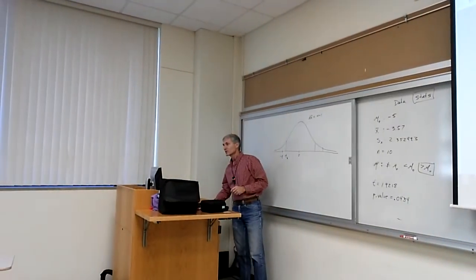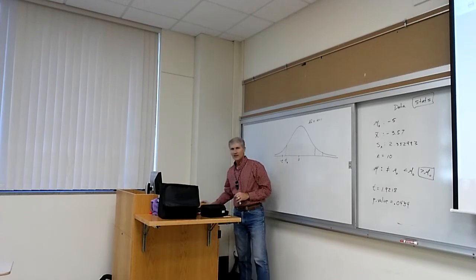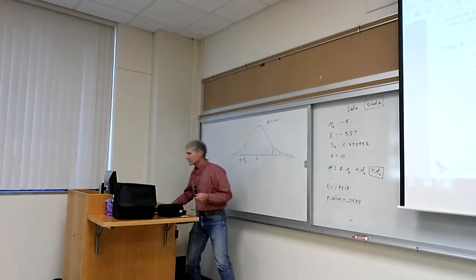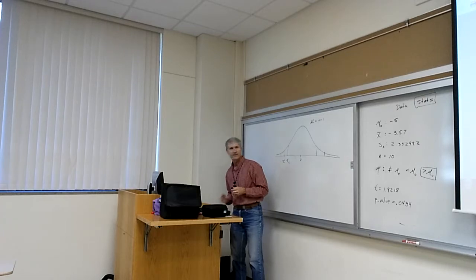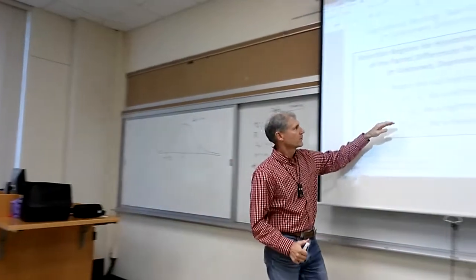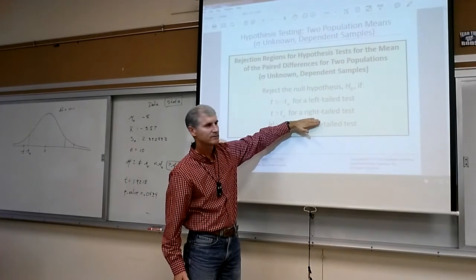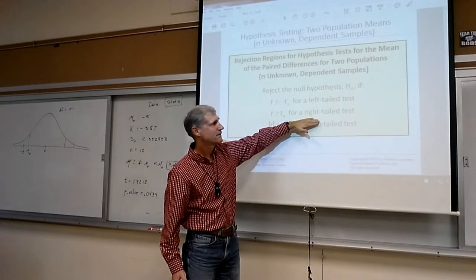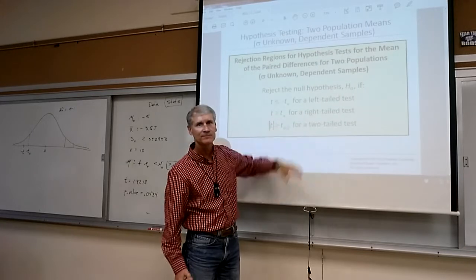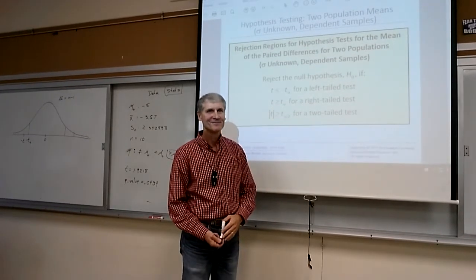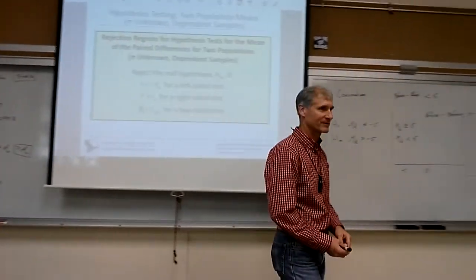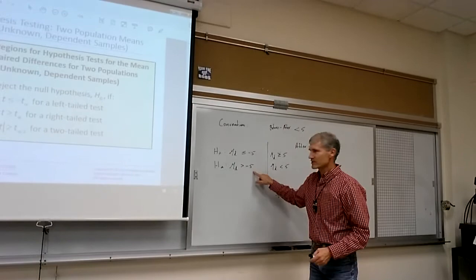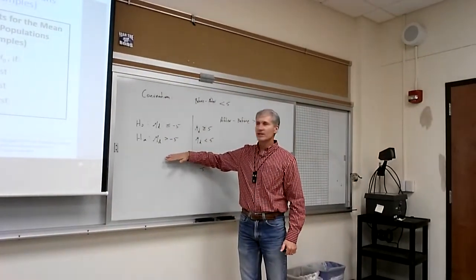Okay, now, to do this with the rejection region, remember, let's go back to this slide that had the rejection region thing on it. Right there. So, which do we have? Left-tailed or right-tailed? It is right-tailed because we want to be greater than something. You always look at your alternative to make that decision.